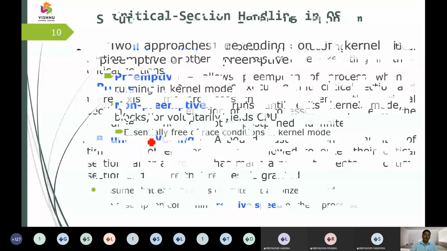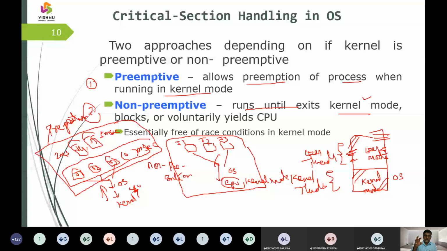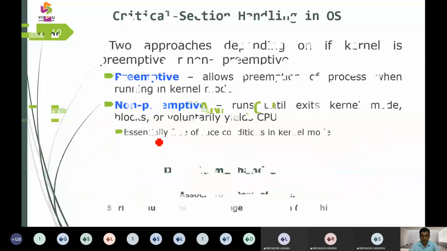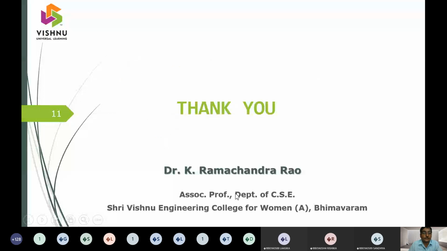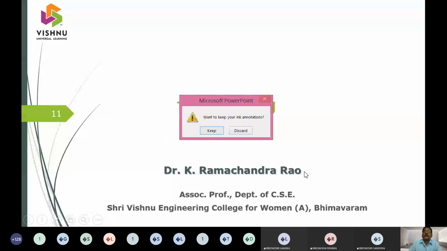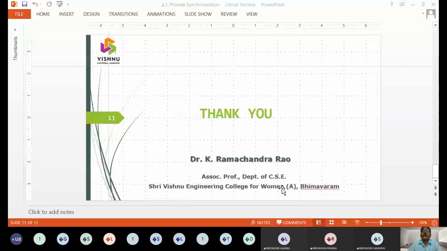So bounded waiting, I mean this critical section, can be implemented either with a preemption concept or with a non-preemption concept. So these are all the key takeaways from this first topic. So this is the first, and now we will be looking into the second topic also.